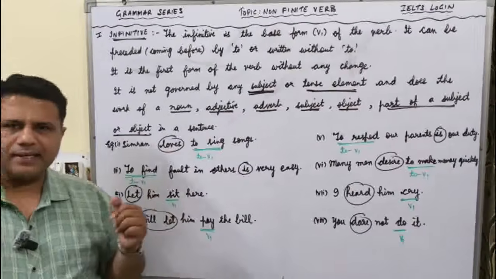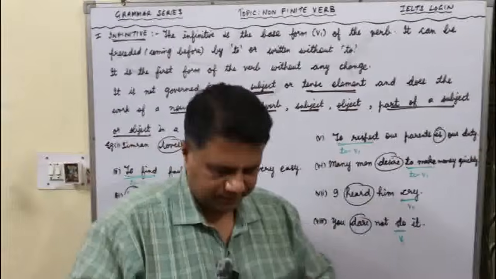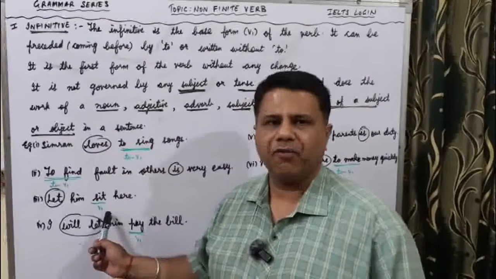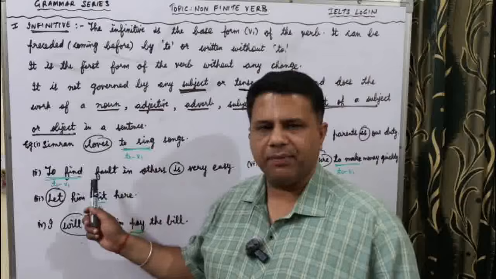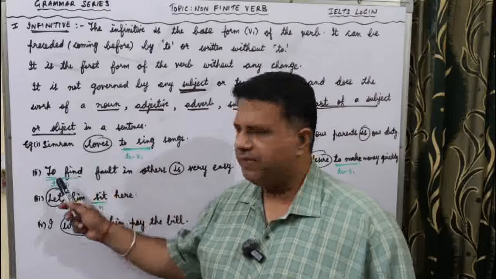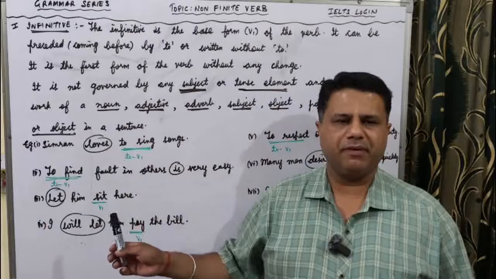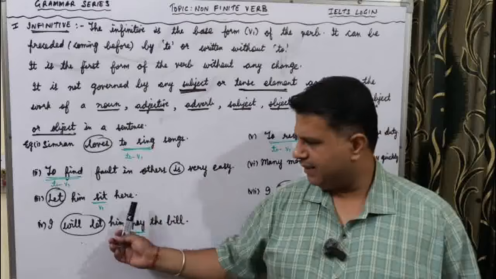Now look at the third example. Let him sit here. Let is a finite verb and sit is a non-finite verb. It is a bare infinitive. In the first 2 examples we have used the first form of the verb with to, and in these 2 examples we have used the first form of the verb without to. Let him sit here, it is also acting as object.